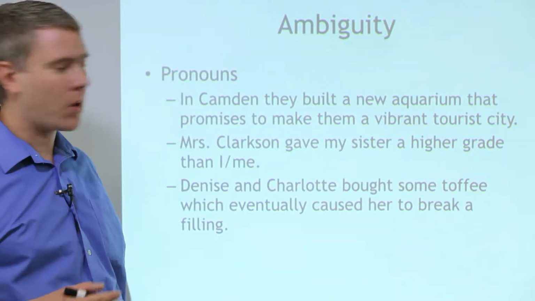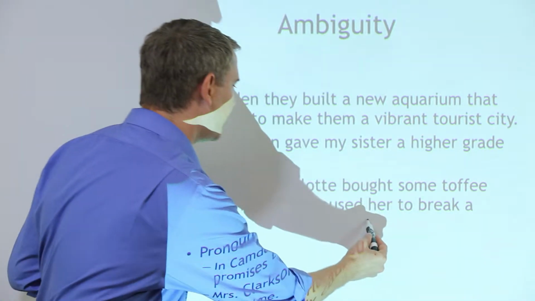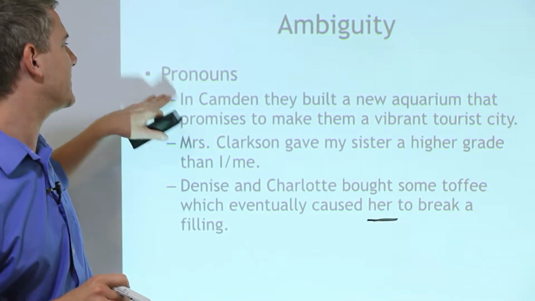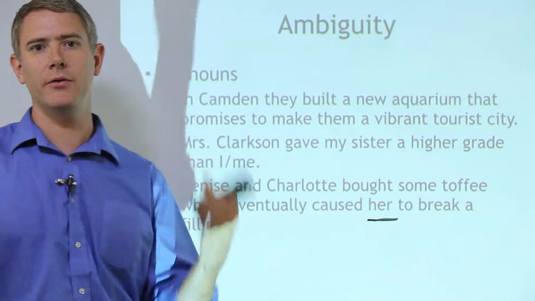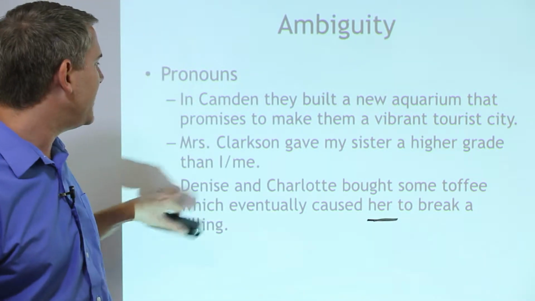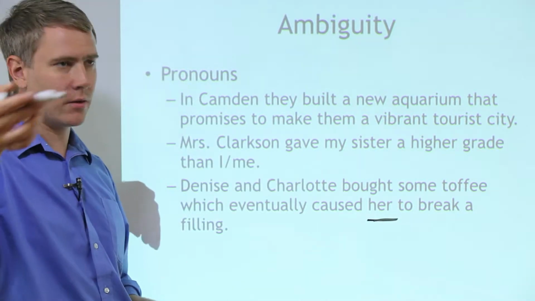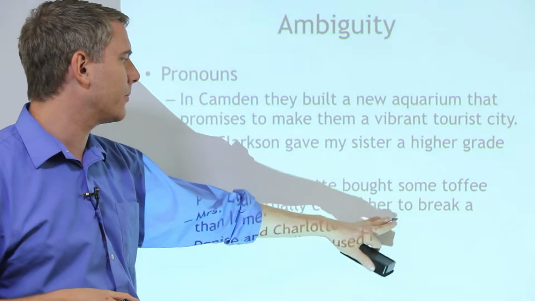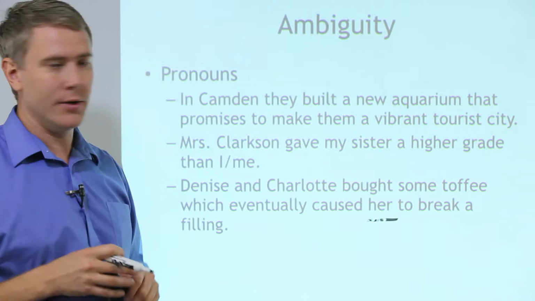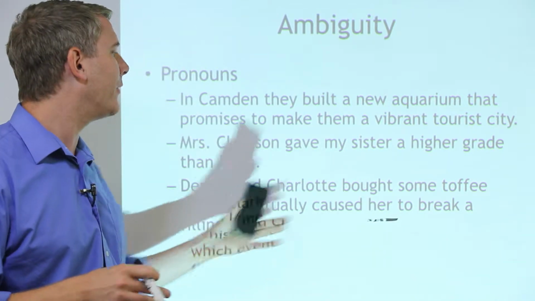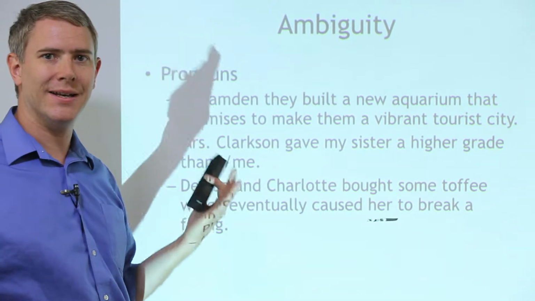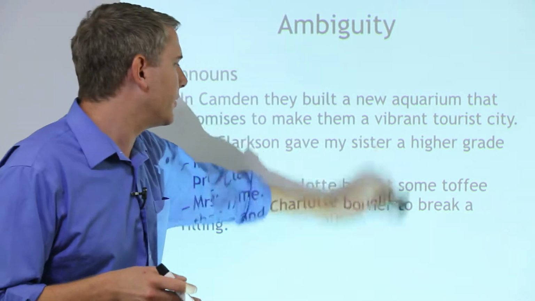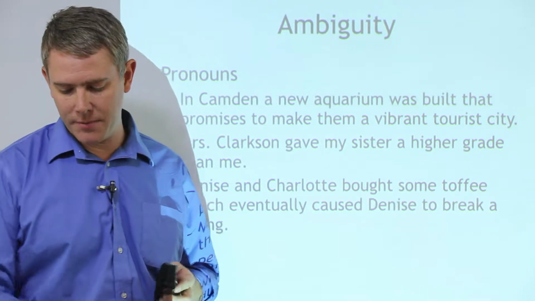Again, we'll see that in our pronoun lesson. Here is the ambiguity. The her, the simple her. So notice this one. Camden is singular. You use a plural pronoun, you introduce ambiguity. Same here. Denise and Charlotte are both, they're two people, and so they're a plural subject. I introduce a singular pronoun, it makes a new ambiguity. What's the ambiguity? I don't know who broke a filling. Was it Denise or was it Charlotte? Don't know. It's ambiguous. So these are all ways that pronouns can lead to ambiguity.